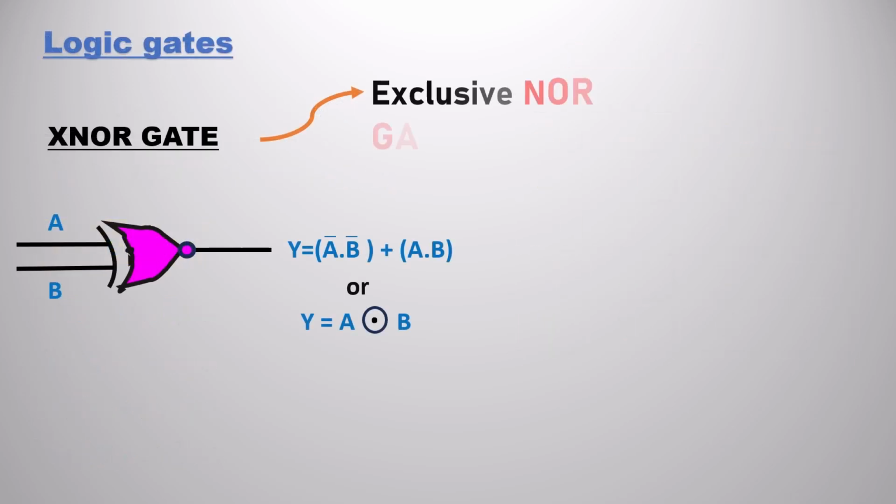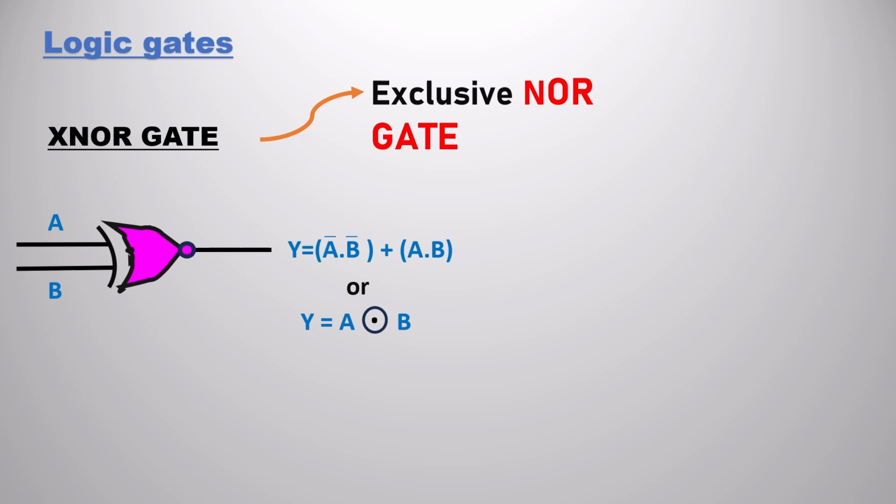I hope you understood the circuit diagram, the symbol and the truth table. You have to know the truth table by heart, because that's a very important truth table. We are going to use it for gray to binary and binary to gray code conversion as well. Now we are going to start the XNOR gate.